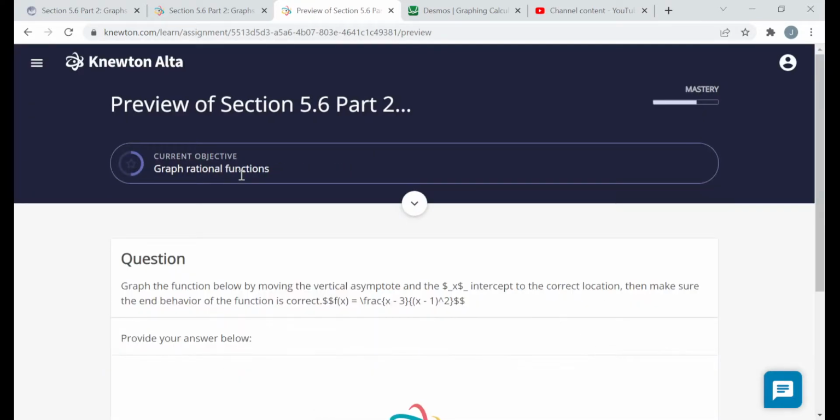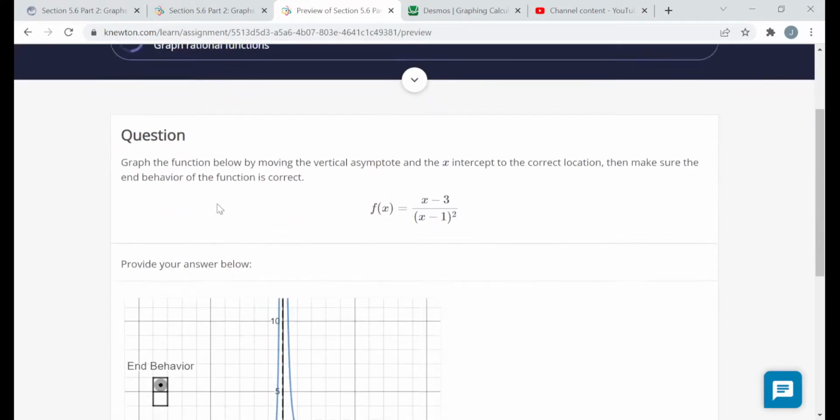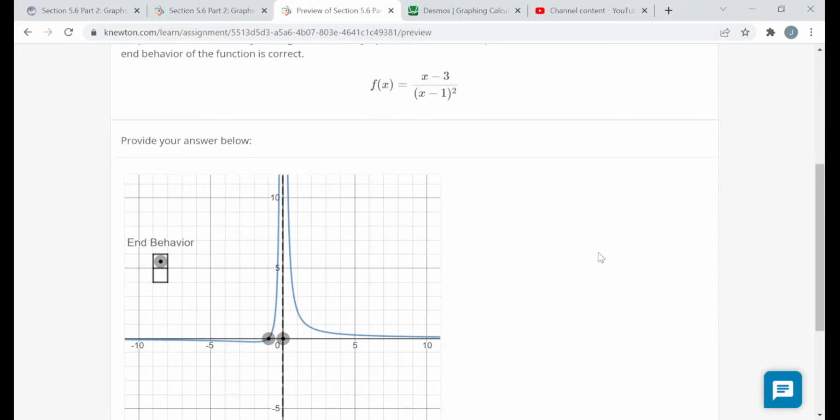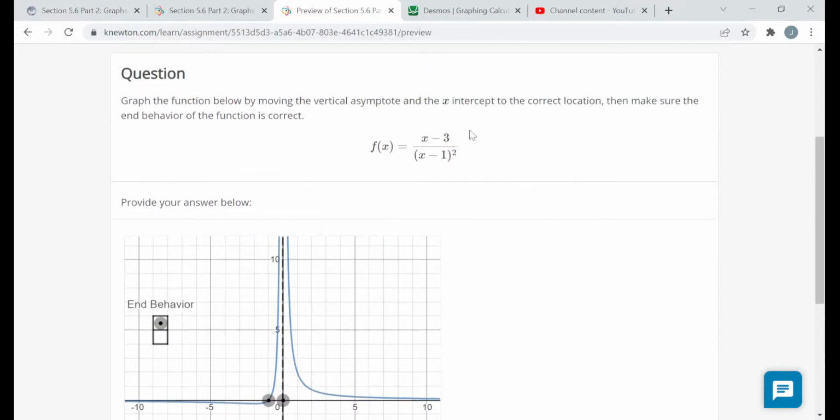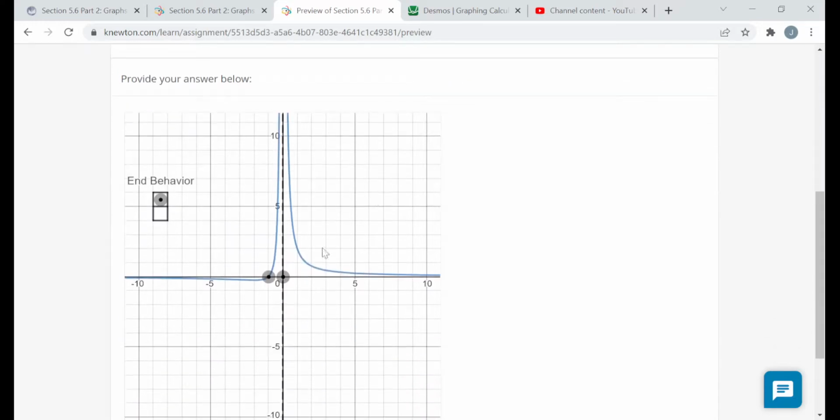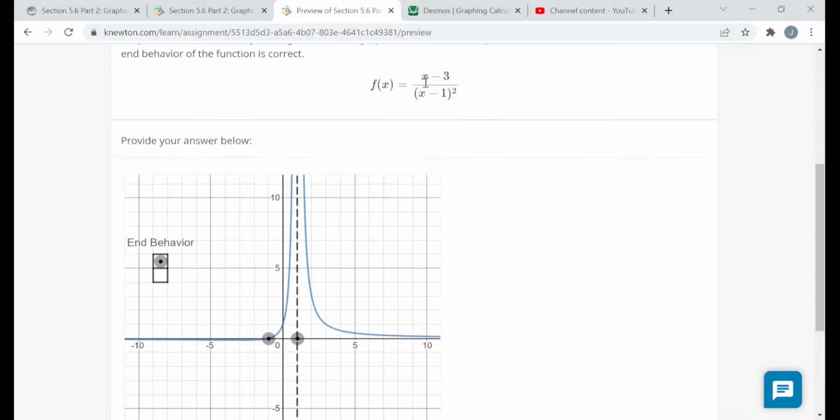Alright, so now we're back to graphing. So again, this is just one where you're moving a bunch of points around. Again, we have a function here where everything's factored and it's simplified. So the vertical asymptote would be at x equals 1. There we go. Move the asymptote to x equals 1. The x-intercept would be at 3. So I move it from negative 1 over here to 3. That's 3.